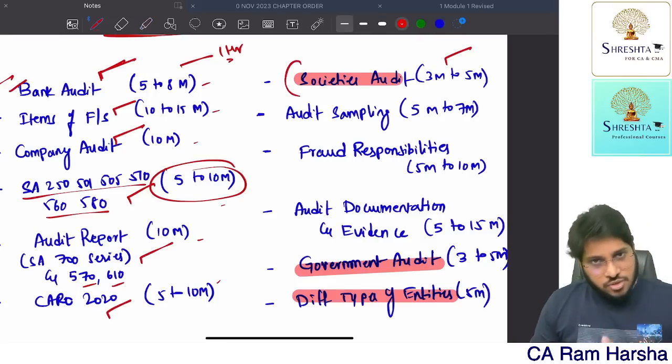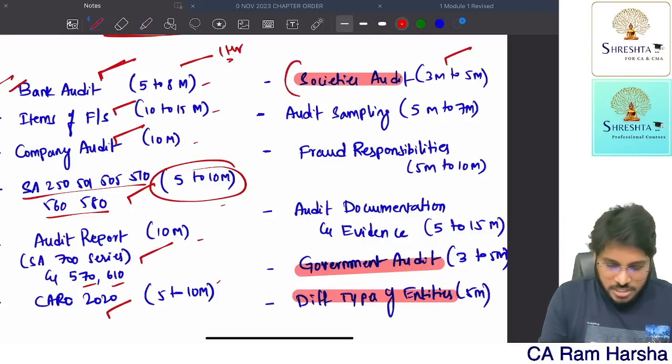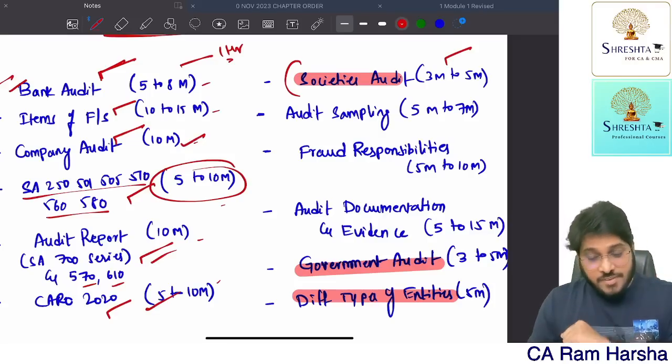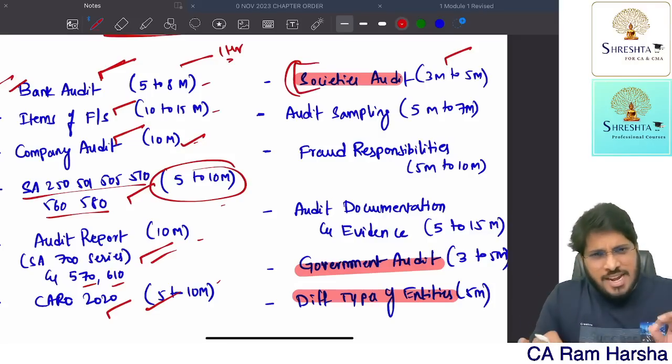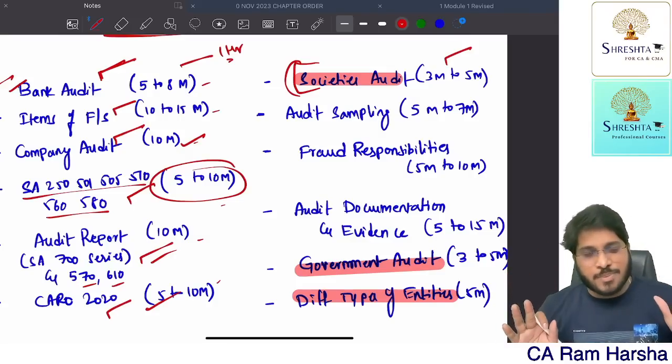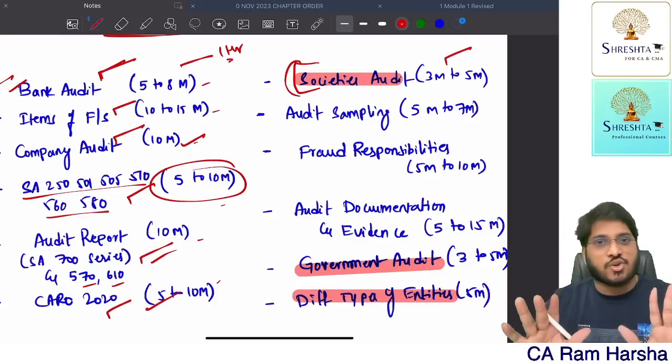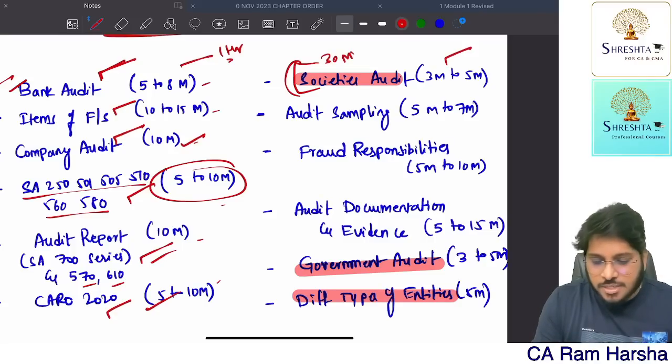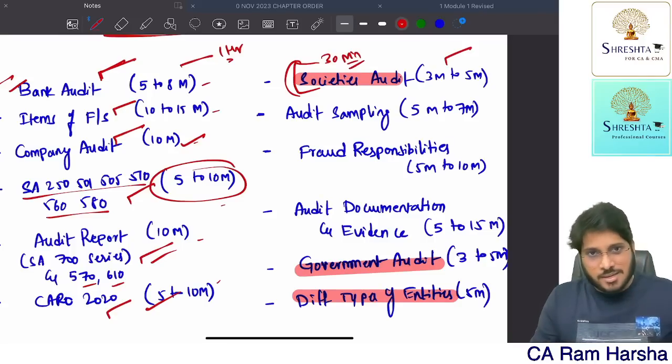But why I am insisting on reading society's audit is, since you are finishing company audit, audit report and Caro, after finishing them, if you look at society's audit, you feel like society's audit is very similar to these chapters. It is not something different. Same provisions like company audit. So that is why I am keeping society's audit here, which hardly takes 30 minutes for you to revise, not more than that. Getting it?